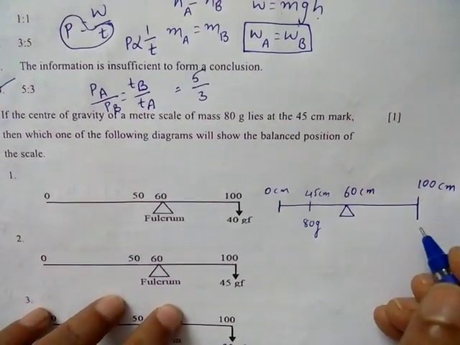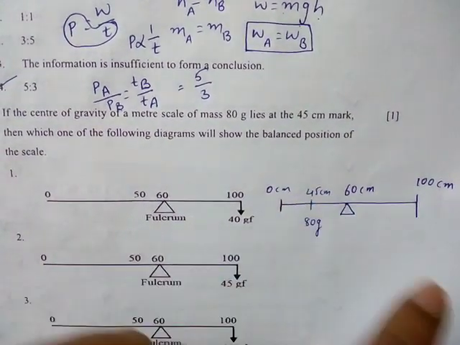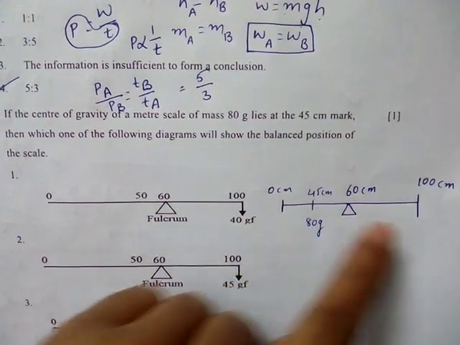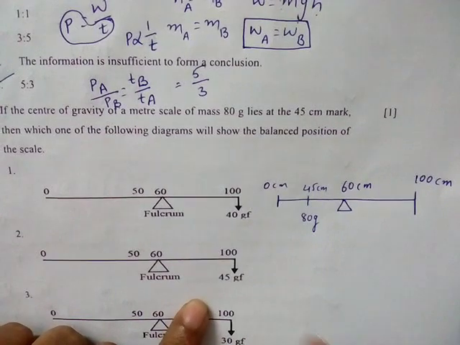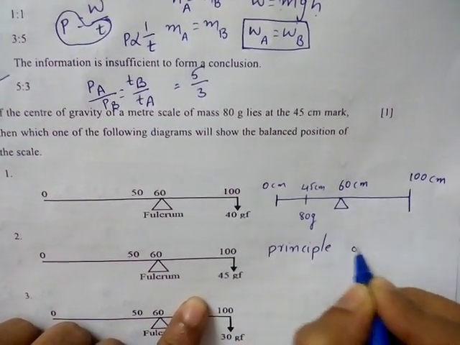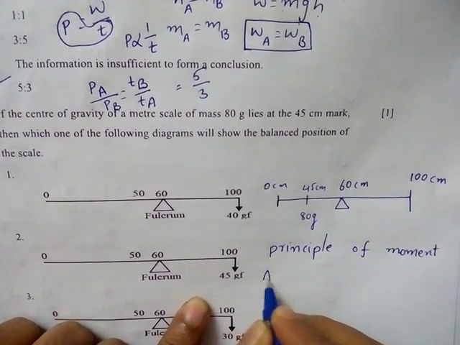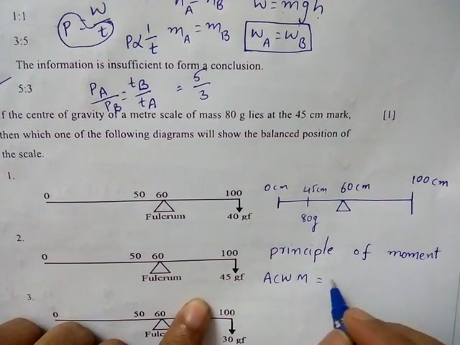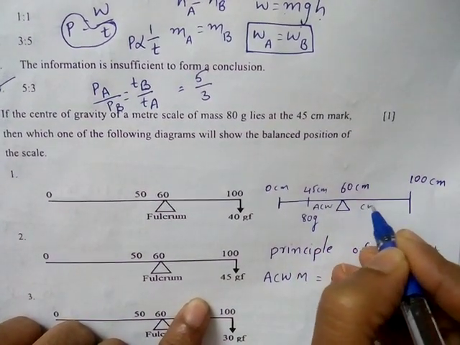Now they are asking, when you have 80 gram at 45 centimeter, what is the mass to be kept at 100 centimeter so that this meter scale is in the balanced position. So how do you find here? You have to use the principle of moments. What is the principle of moments? Anti-clockwise moment is equal to clockwise moment. So anti-clockwise is here, clockwise is here.